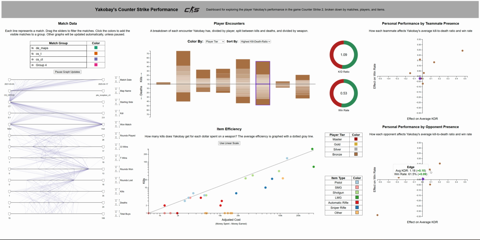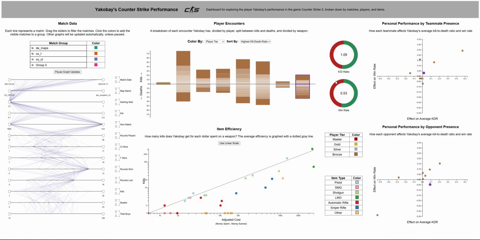But when they're on the other team, they bring up my KDR and win rate because they're easier to play against. So that's something that is good to know based on these graphs, and I can click on them to highlight them in the graphs, make them easy to spot, and compare the performance on my team versus the other team, and also highlight how I match up against them in my individual encounters on this graph.